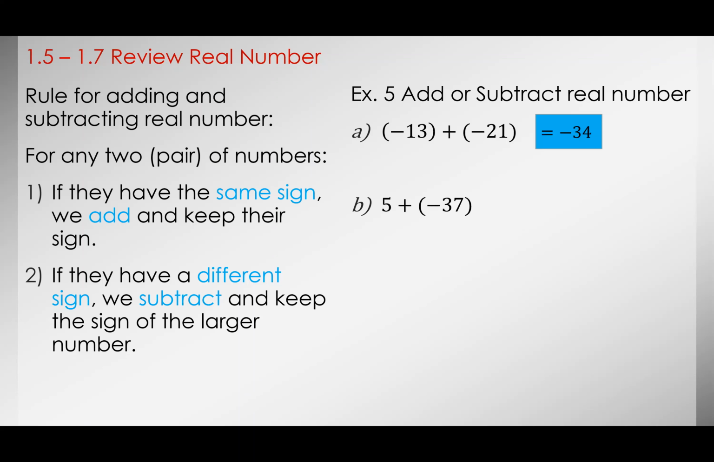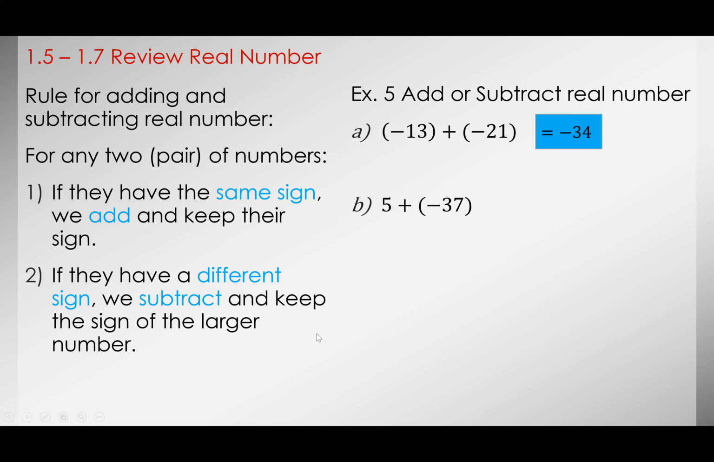So that's what I have, in the sense that for any two numbers, if they have the same sign, all you need to do is add and keep the sign. If they have a different sign, which in this case is a positive 5 and a negative 37, all I'm telling you is if they have opposite or different signs, all you need to do is subtract and keep the sign of the larger number.